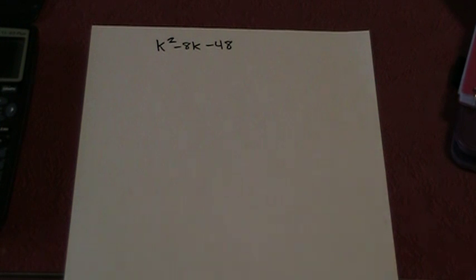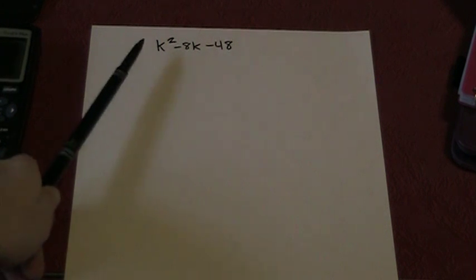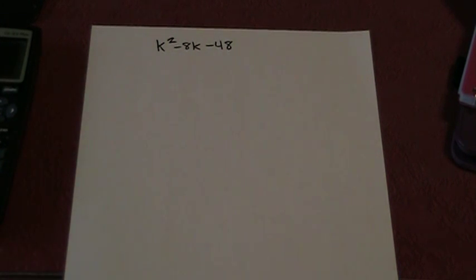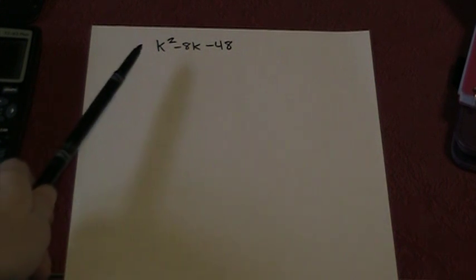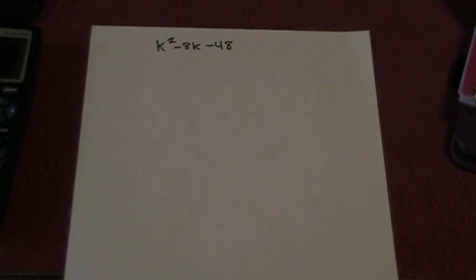Hello, this is Mrs. Taylor, and I'm going to walk you through how to factor this expression by completing the square. In this case, a equals 1, and all that means is the number in front of the squared term is 1. In other words, there's nothing there. If there's nothing in front of a variable, we know it's being multiplied by 1.